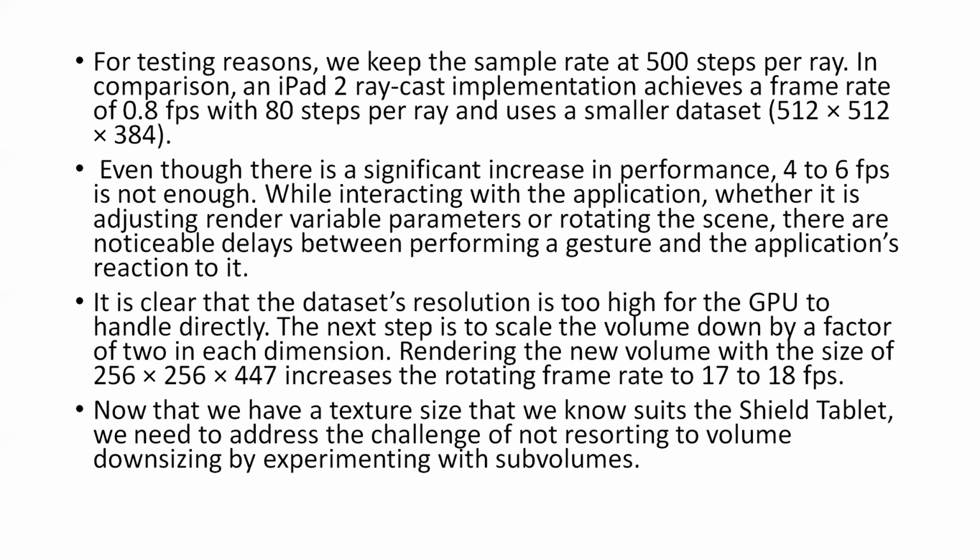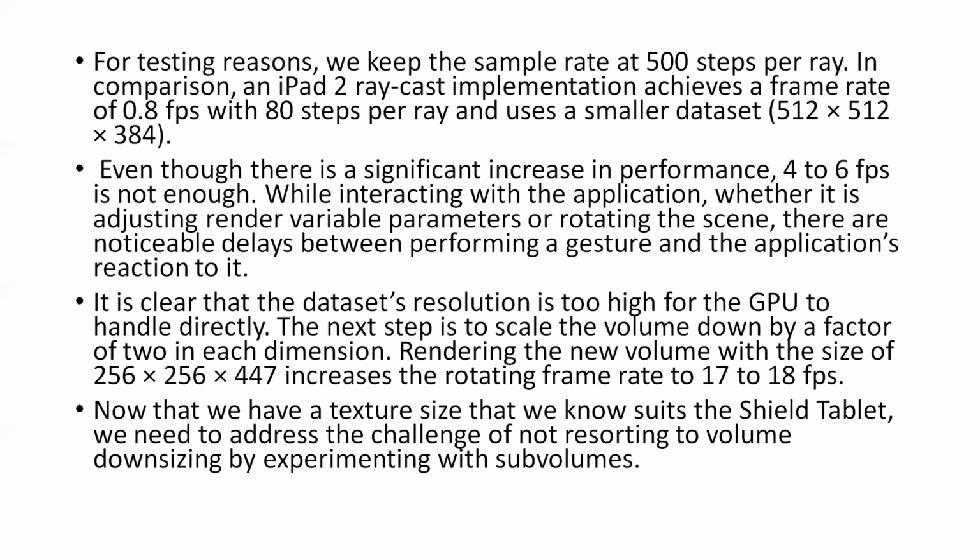It is clear that the dataset's resolution is too high for the GPU, graphical processing unit, to handle directly. Resolution means the length or size of an image. So the next step is to scale the volume down by a factor of 2 in each dimension. Rendering the new volume with the size of 256, 256, 447 increases the rotating frame rate to 17 to 18 fps. That means the frame rate of rotation will be increased by reducing the dimensions of the resolution of the dataset.